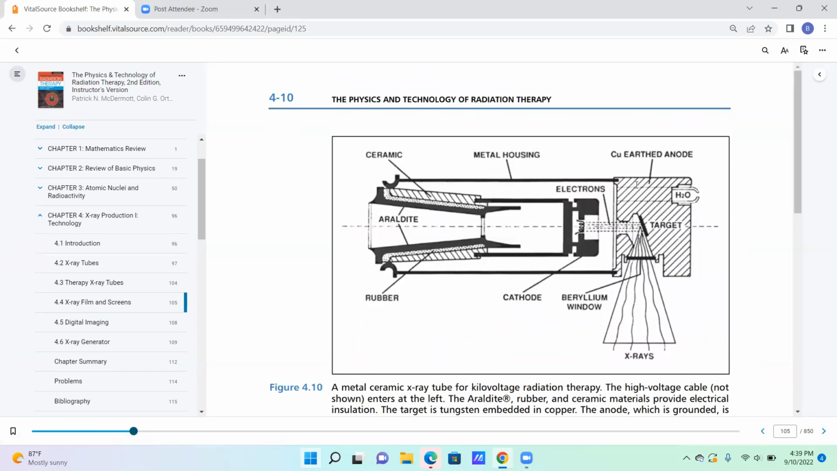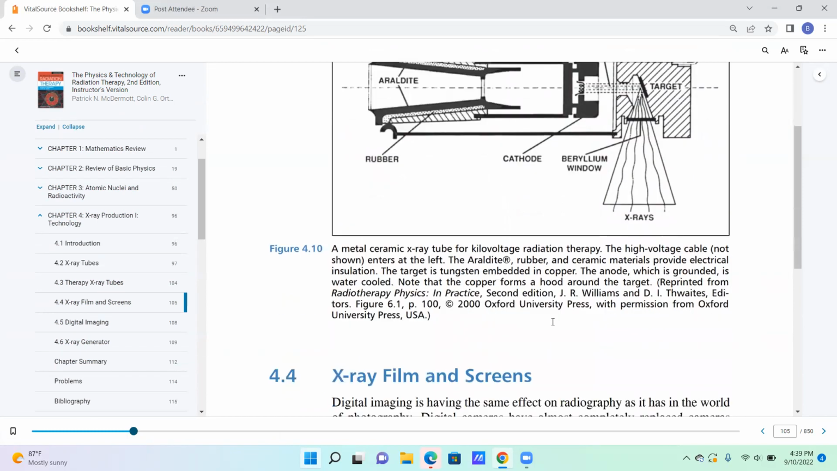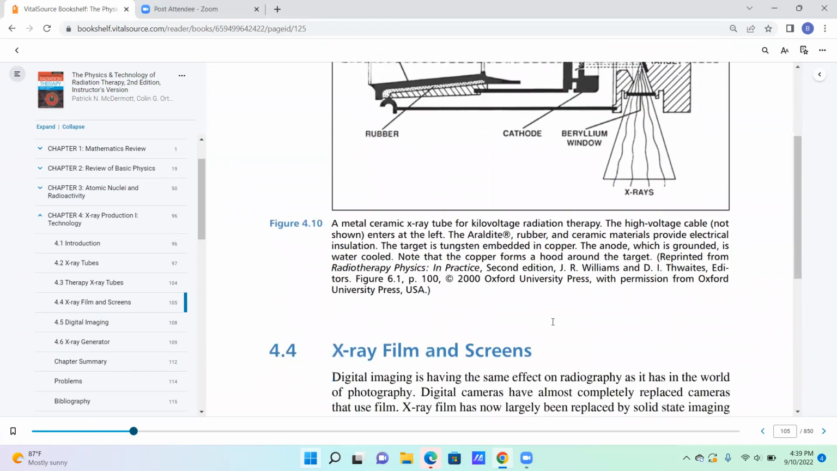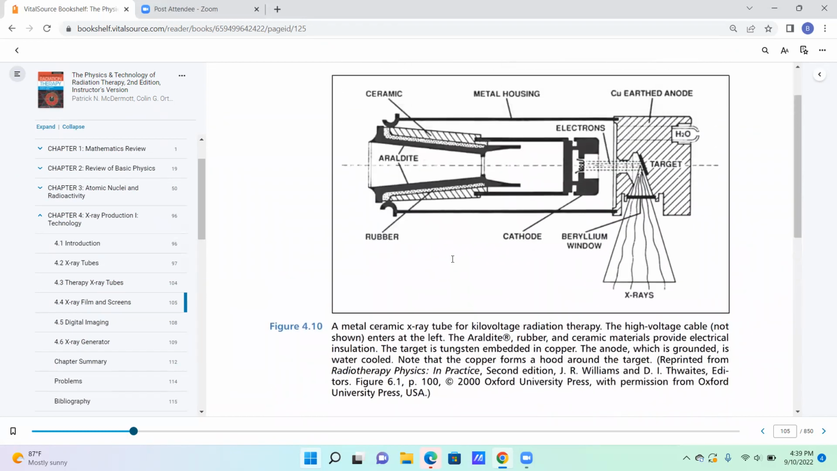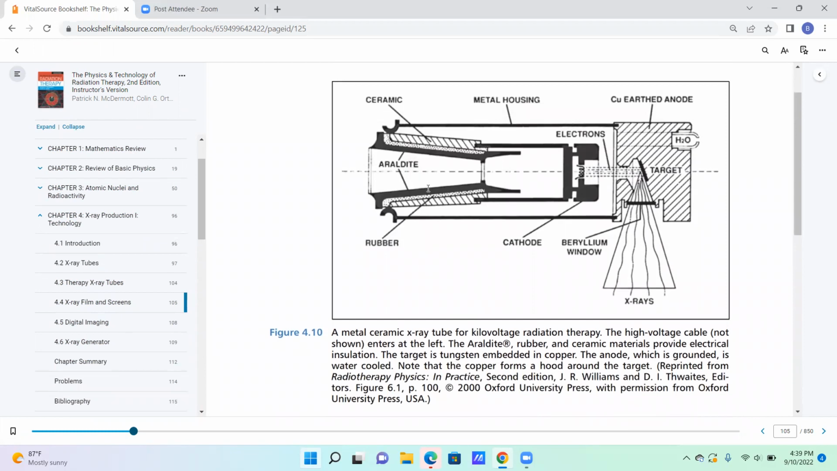So you can see here the earthed anode, which is what it's talking about here. High voltage cable comes in from the left. The araldite rubber and ceramic materials provide electrical insulation. The target is tungsten, embedded in copper, and the anode, which is grounded in water, is water cooled.